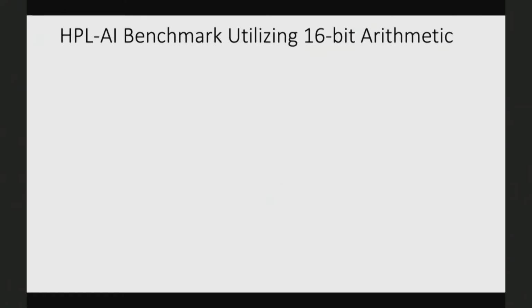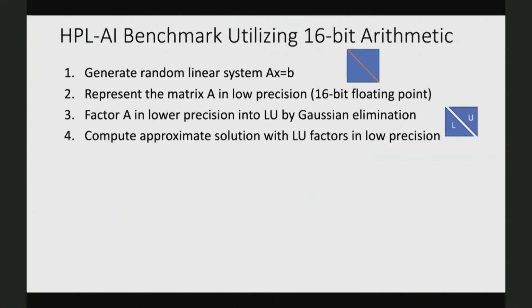So we have another benchmark that we've just rolled out. It's called HPL AI. Maybe that's a misnomer. We're thinking about changing its name to HPL Mixed Precision, and it will basically solve a system of linear equations, a dense matrix problem. It allows for the matrix to be represented in lower precision, 16-bit perhaps, doing the factorization, the LU factorization by Gaussian elimination. That's part of the rules in 16-bit floating point arithmetic.